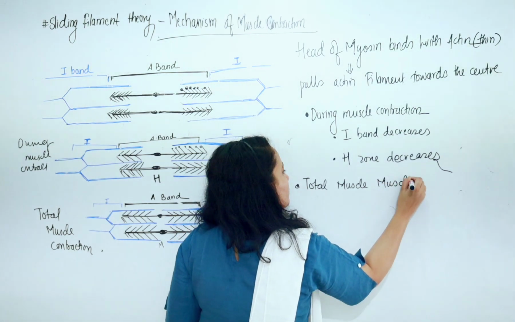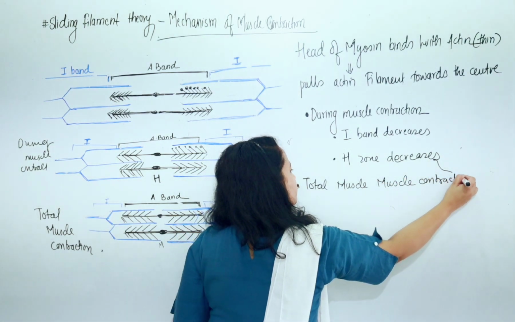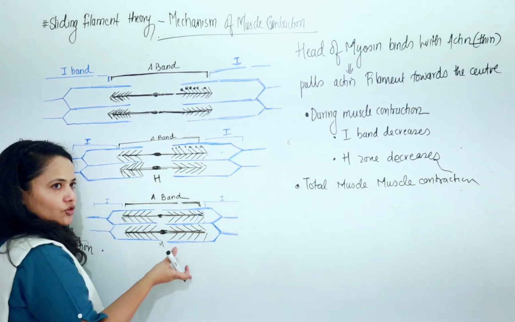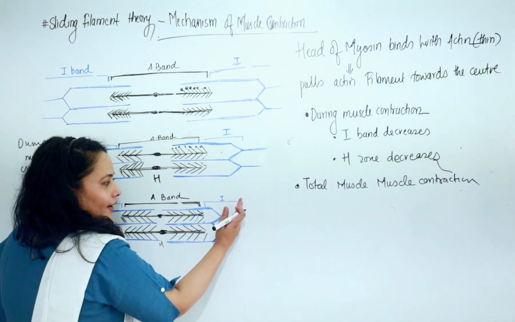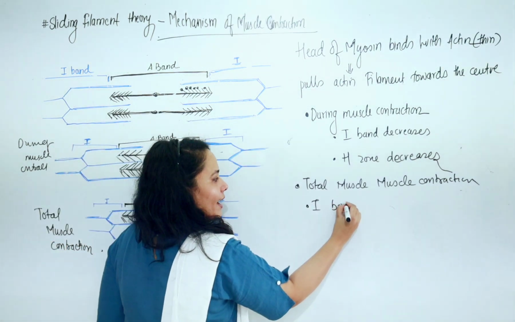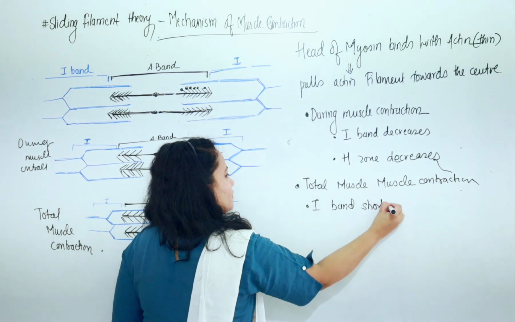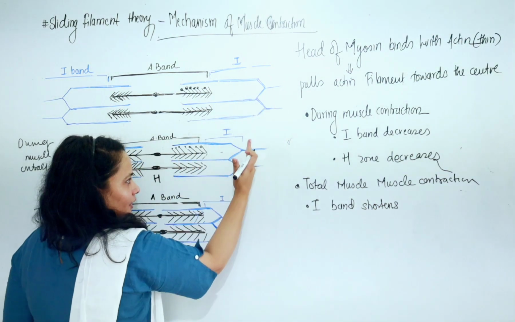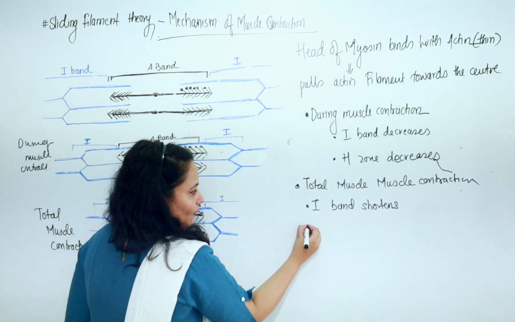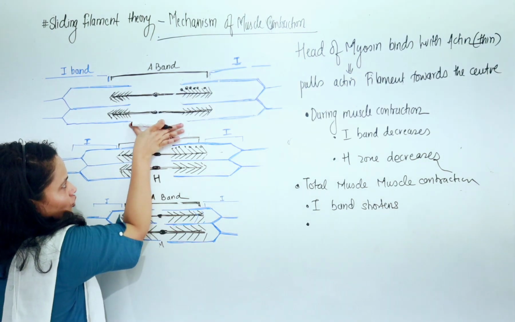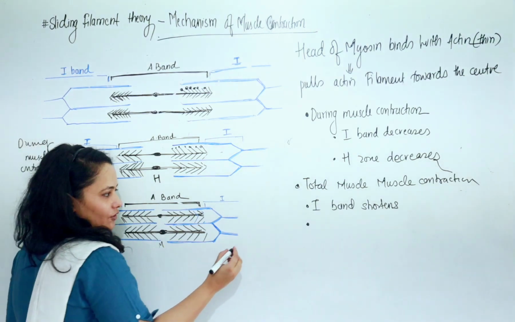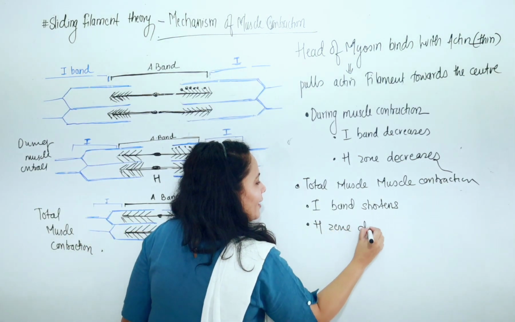Total muscle contraction. I am talking here about the third figure. So over here what has happened? You can see that there is no H zone, and also the I band has shortened. So we will write one more point. I band shortens because it was here, then it came over here, and then it came over here. So I band has shortened. Which zone has disappeared? See, H zone was here till this big, and it has become here, and here it has just disappeared.